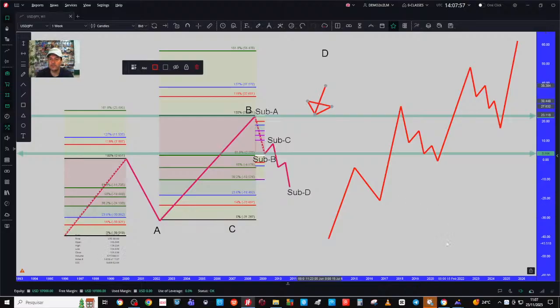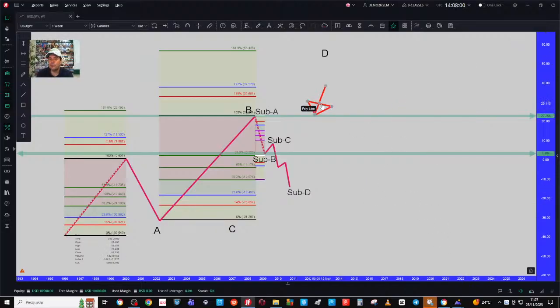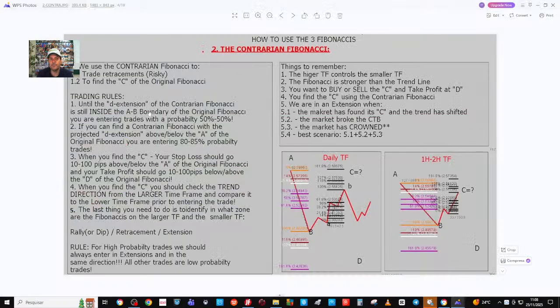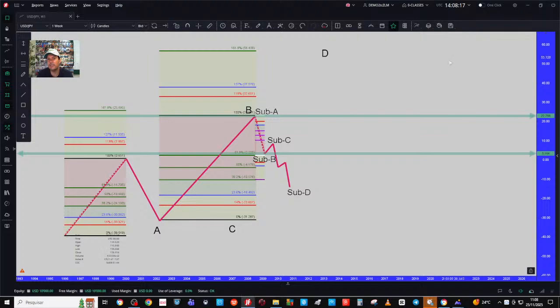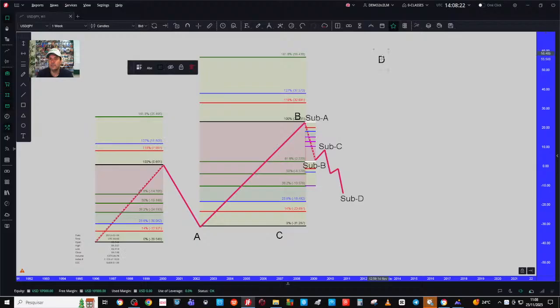Okay, everybody? Now, before we go to trading the sub C and the sub D, from the picture, we use the contrarian Fibonacci to find the capital C of the original Fibonacci. And now we're using this to find what is called the confirmed C. Okay, everybody? Now pay attention. I'm going to put it here and here and here and here, right?